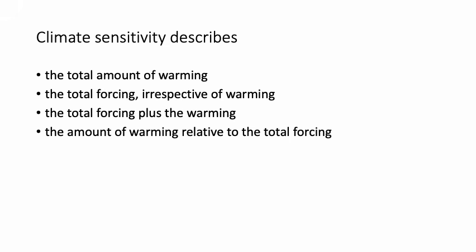So the amount of warming relative to the total forcing is the climate sensitivity, and the amount of warming is determined by whether the feedbacks are primarily positive or negative. Remember, if you have predominantly negative feedbacks, the climate sensitivity is very small. If you have mostly positive feedbacks, the climate sensitivity is going to be large.